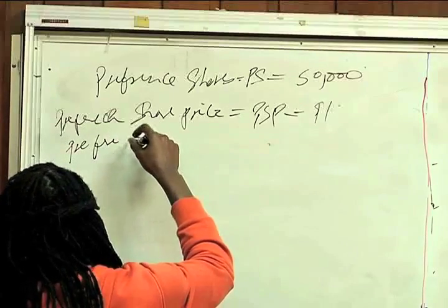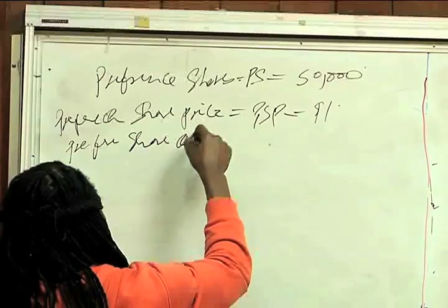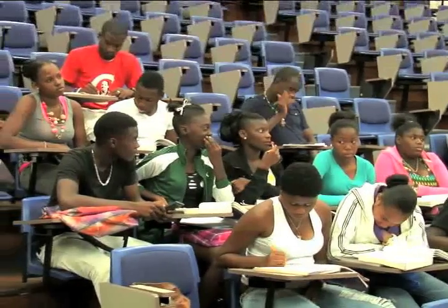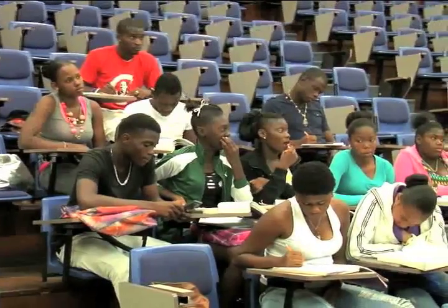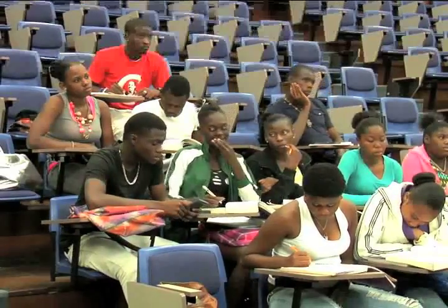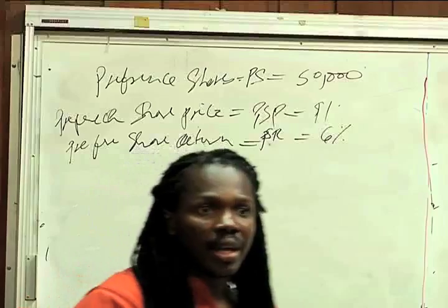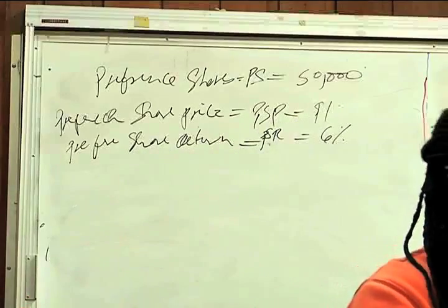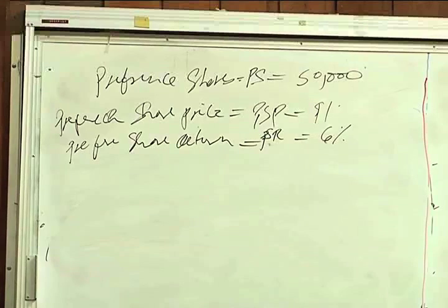Preference share return or dividend, PSR, equals 6%. When you have a preference share, you have a set amount that you have to get: 6%, 5%, 10%. They'll tell you what type of share it is. You understand? Now when you have an ordinary share, there's no certainty. You can get less than or more than. So the preference share has less risk because there's a certainty of return.